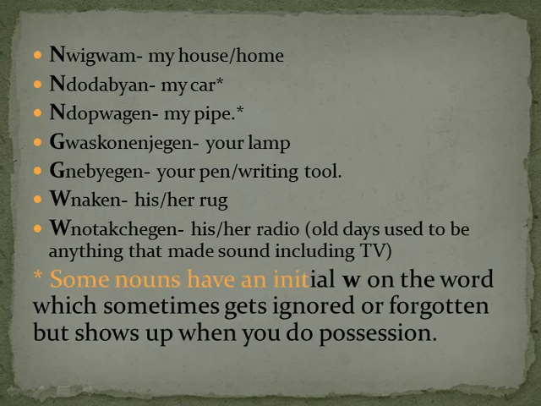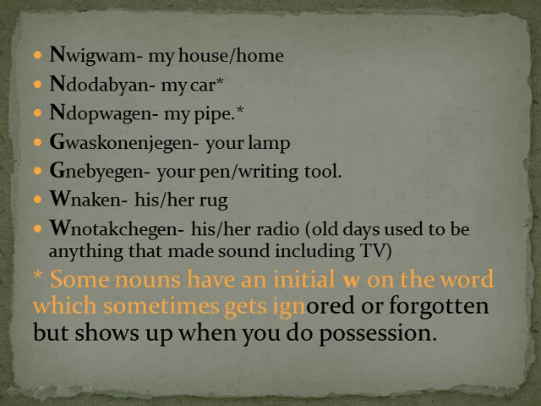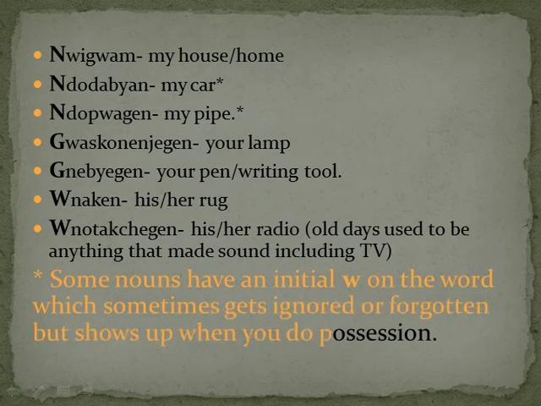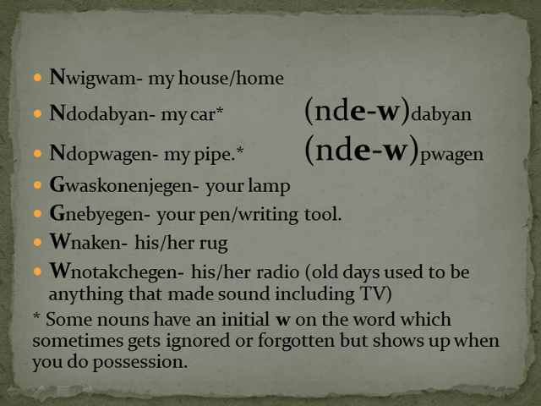Okay, and some of those nouns have an initial W on the word, which sometimes gets ignored or forgotten. But when you do the possession, you hear it. So like that, Dabian has a W, and so you hear it, so it's like N-D-E-W, and you use the longer form with it, Dodabian. Same with Pawagan. Pawagan has that W on the front, and it changes that O sound. Dopawagan.